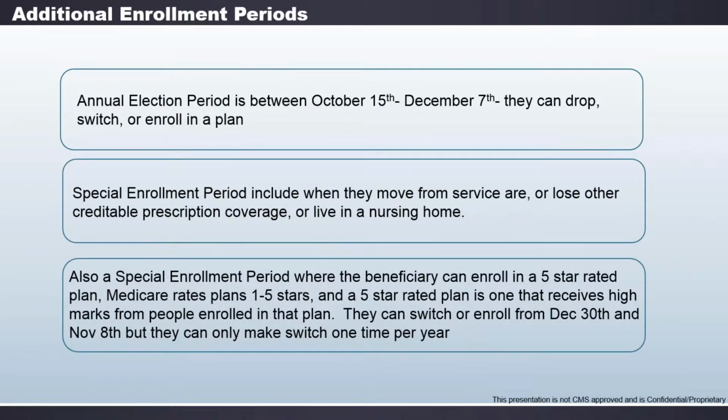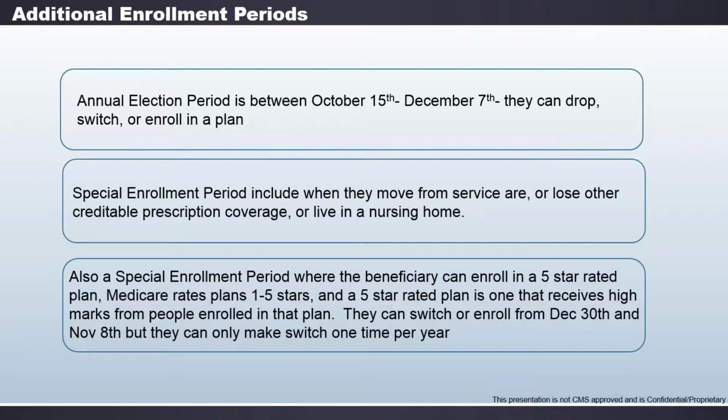And then looking at the additional enrollment periods, they have an annual election period between October 15th to December 7th that they can drop their plans, switch their plans, or enroll in a plan. So if they didn't currently have Plan D and they had maybe Plan A, Plan B, and some other equivalent prescription coverage, if they wanted to drop that other equivalent prescription coverage and move on to Plan D, they could. Special enrollment periods include when they move from service areas, lose credible prescription coverage, or move into a nursing home. So there are those SEPs available for Part D as well.